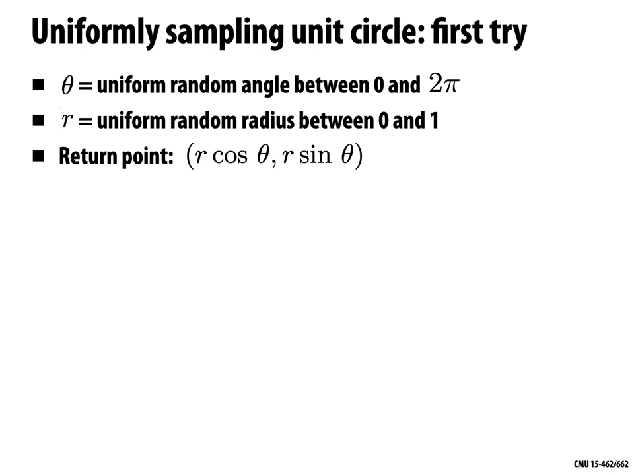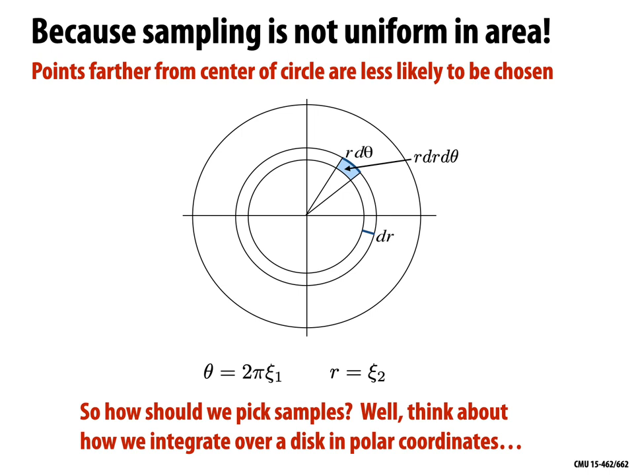And will it produce a uniform sampling of the disk? Think about this carefully. Is it equally likely, given this description, that I'm going to sample points in every different region of the disk? And the answer is no. It doesn't produce a uniform sampling of a disk. Why? Because the way we set up the sampling is not uniform with respect to area. Points farther from the center of the circle are a lot less likely to be chosen, right? So how should we pick samples? How can we pick samples so that they show up uniformly inside of the disk?